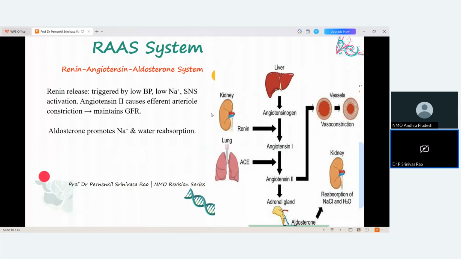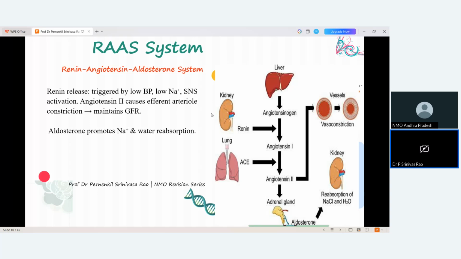So renin, angiotensin, aldosterone system. You can see here, the liver will produce a substance called angiotensinogen. So remember, angiotensinogen is produced by the liver. This is an MCQ. Renin is produced by the kidney. What does renin do? Renin will convert this angiotensinogen to angiotensin 1. From where is the angiotensinogen produced? The angiotensinogen is produced from the liver. From the liver, it is converted to angiotensin 1 by renin, which is released from the kidney.